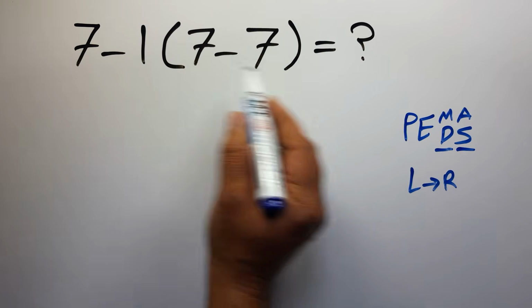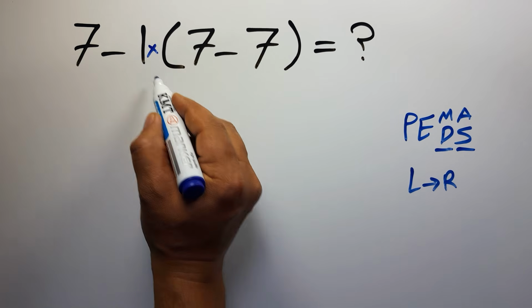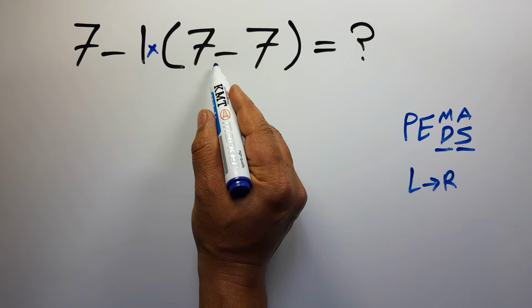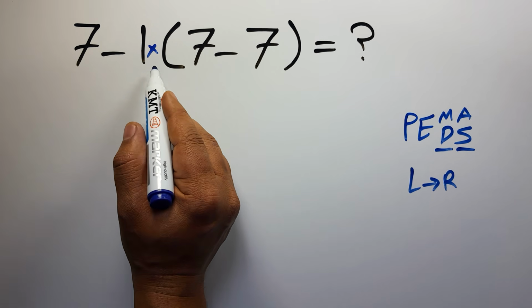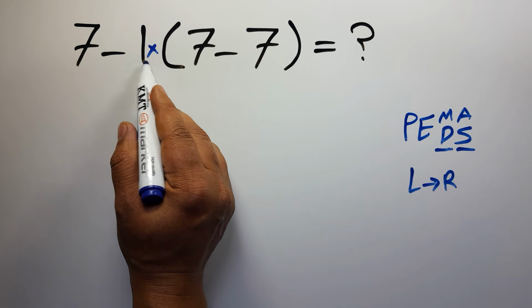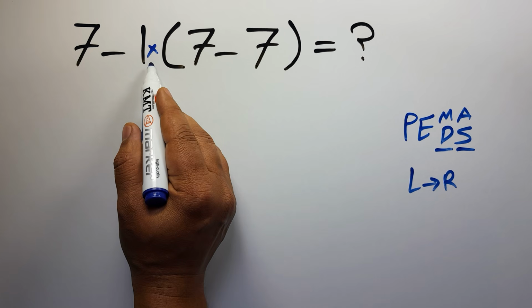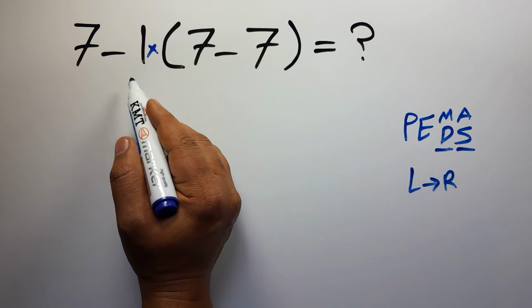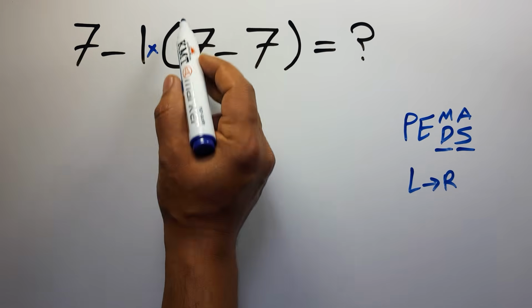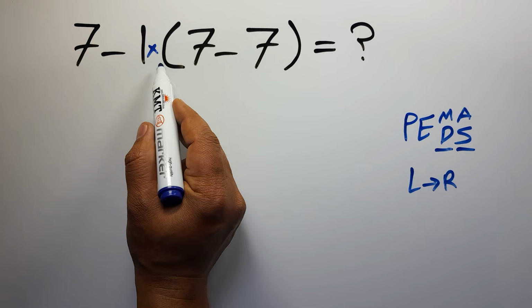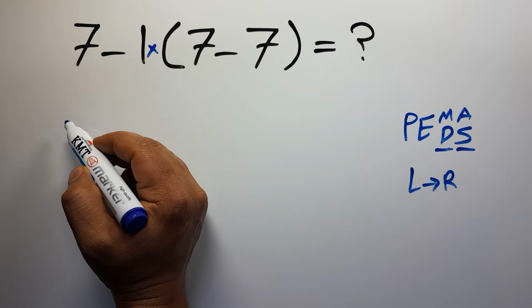In this expression, we have one subtraction, one multiplication, and one parentheses. Inside this parentheses, we have one subtraction. Here we have a multiplication because in mathematics, when a number is placed next to parentheses, it means multiplication. And we usually don't write the multiplication sign for brevity. Okay, so according to PEMDAS, first we have to do this parentheses, then this multiplication, and finally this subtraction.